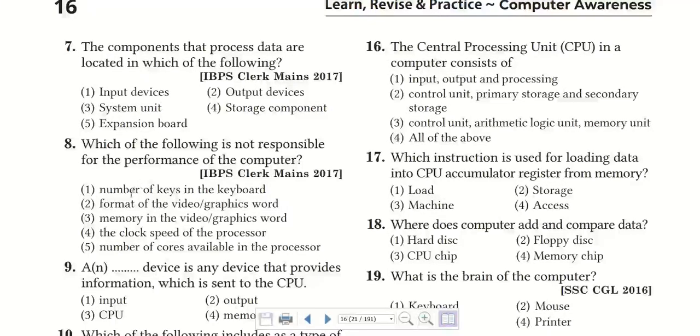The seventh question is the components that process data are located in which of the following? The components that process data are located in the system unit. The system unit contains all the components that process data.